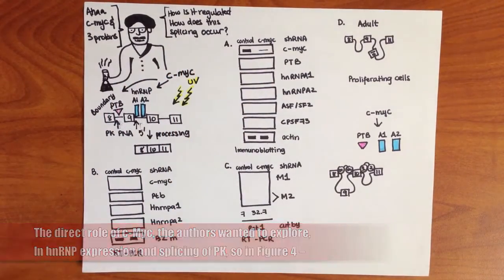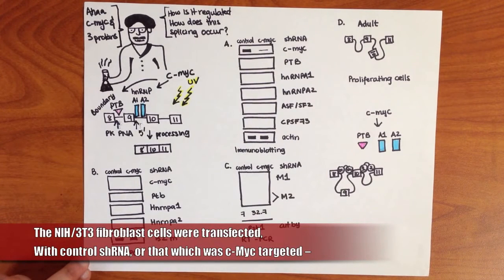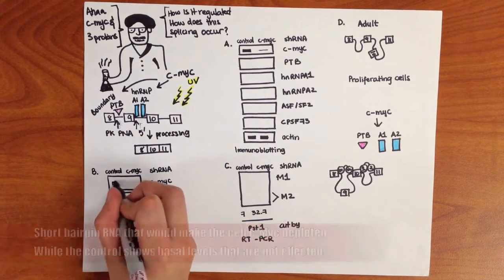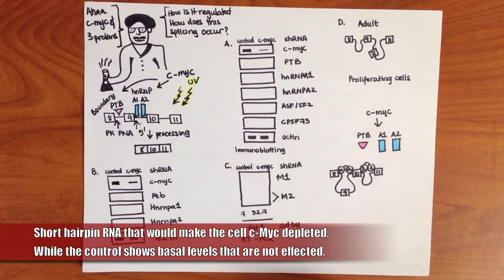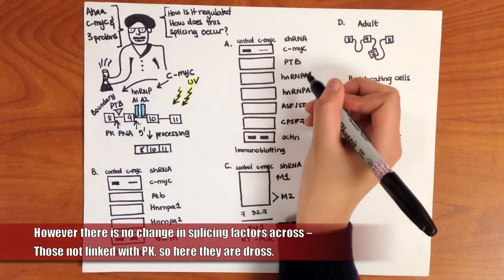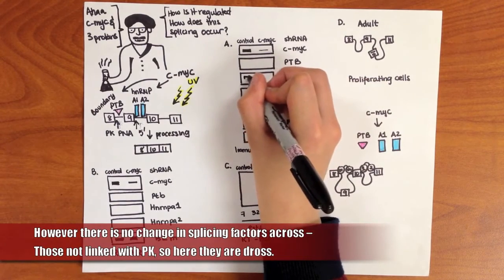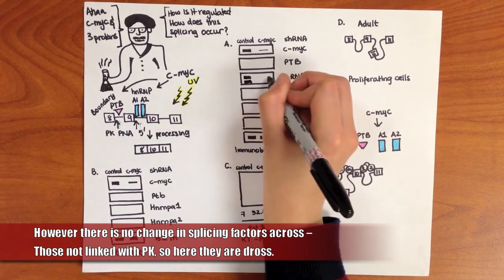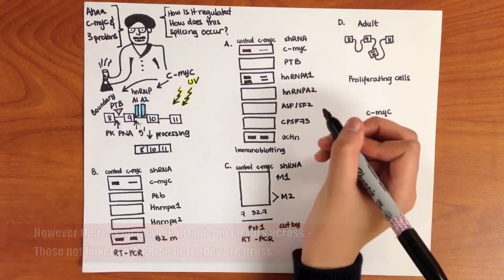So in figure 4, the NIH3T3 fibroblast cells were transfected with control shRNA, or that which was c-Myc targeted. Short hairpin RNA would make the cell c-Myc depleted, while the control shows basal levels that are not affected. This is part A, where we see that the c-Myc loss decreased protein levels of hnRNPs like a boss. However, there is no change in the splicing factors across, those not linked with PK, so here they are dross.